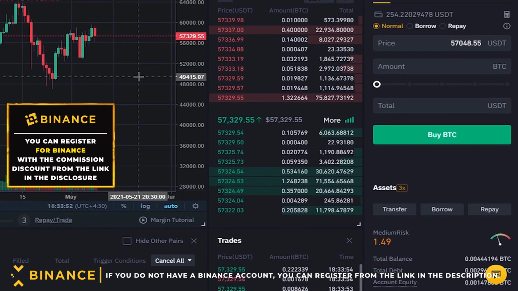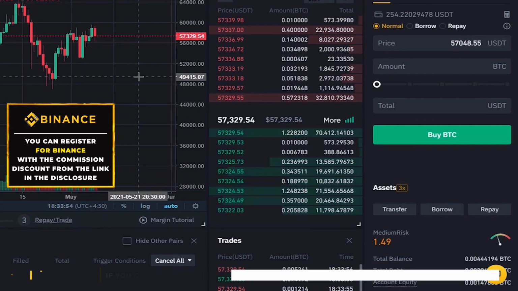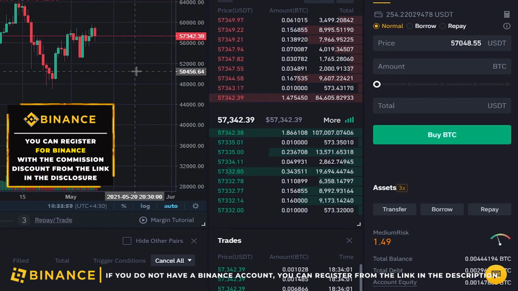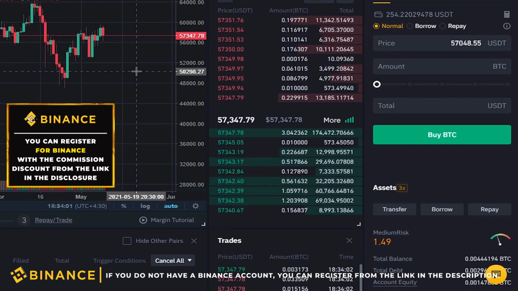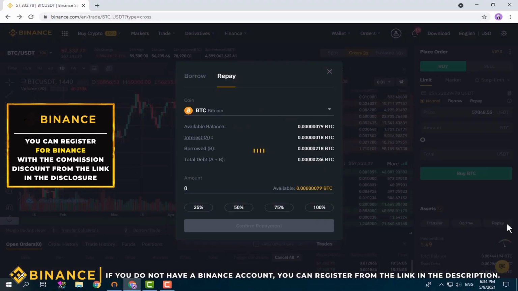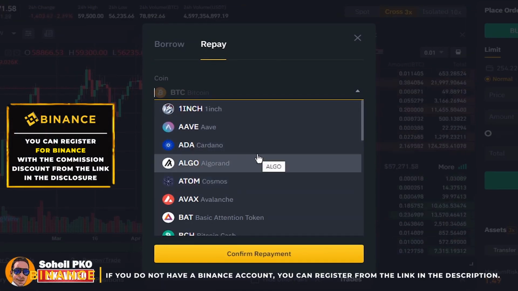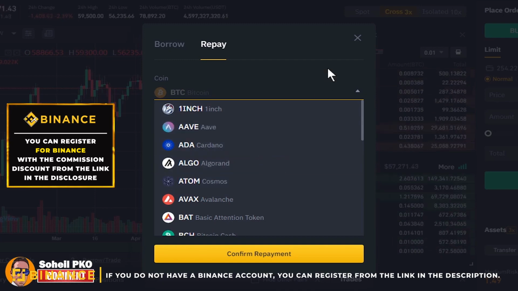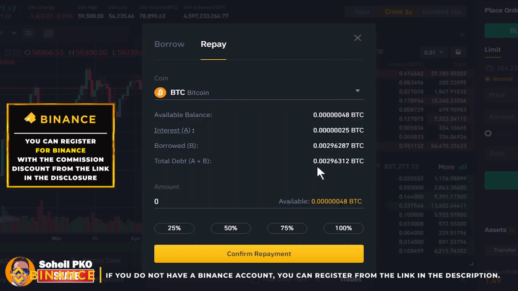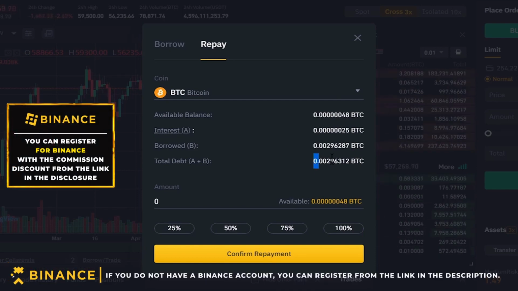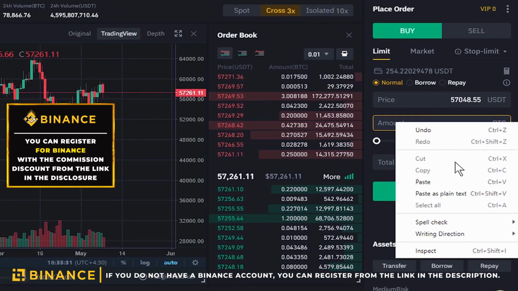In the case that you have also other debts or you are trading in other coins, to know how much you must buy for repaying, you can click on repay here to see how much is your debt, your total debt in BTC or any other coins that you borrowed and now you want to repay. So we must buy 0.0029 BTC to repay our debt. I just copy it and paste it here.